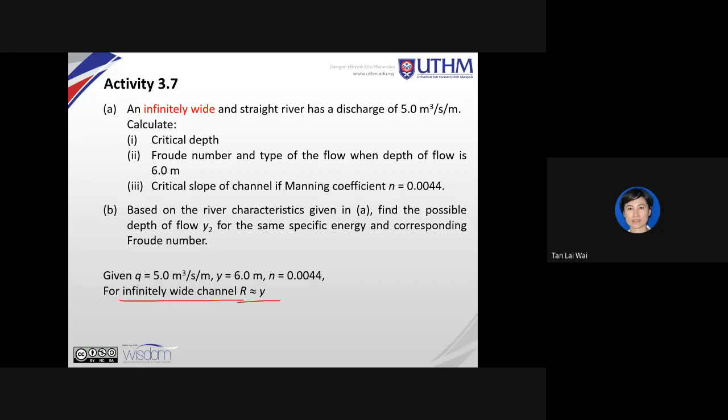So the question asks us to find critical depth. You could actually use the simplification YC equals to Q squared over G, sorry, G over Q squared, this is correct, to the power 1/3. You can find critical depth, then Froude number, type of flow, using when depth of flow is 6 meter. The question asks you to find Froude number when depth is equal to 6.